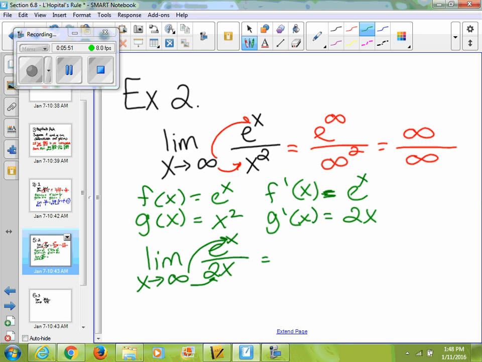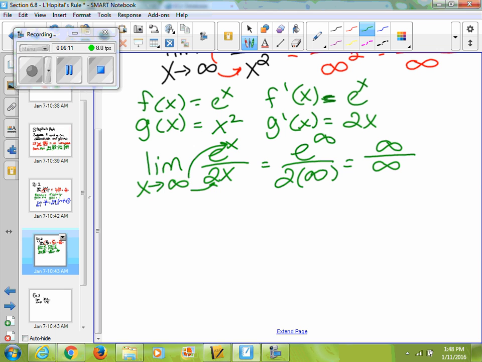If I plug in infinity for both of those, I get e to the infinity divided by 2 times infinity. We just said e to the infinity is equal to infinity, just like on the first one. 2 times infinity is also equal to infinity. So I get another indeterminate form. So let's find our double derivative then.